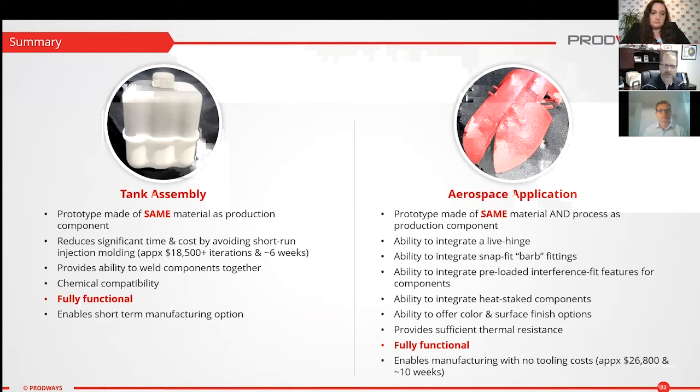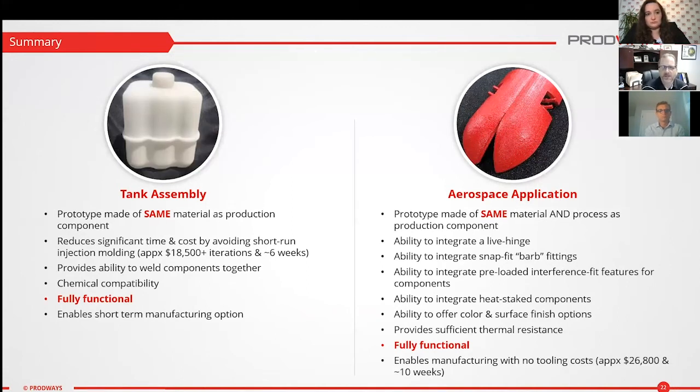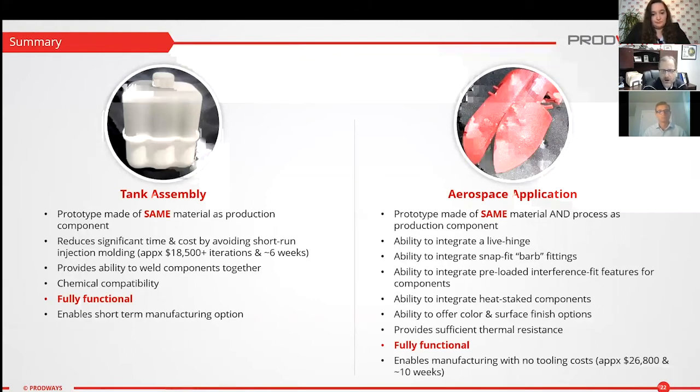And to the aerospace application, we just list a few of the attributes there. This is in the same material and process as production is going to be. We had a live hinge. We had the snap fit barb components. That live hinge was preloaded for a unique fit. We can heat stake mating components. We were able to color it, and again, it produced a fully functional part. This part in injection mold in US dollars would be approximately $27,000 and would have about a 10-week lead time. So just another use case that I'm sure many of us are familiar with where additive came through.